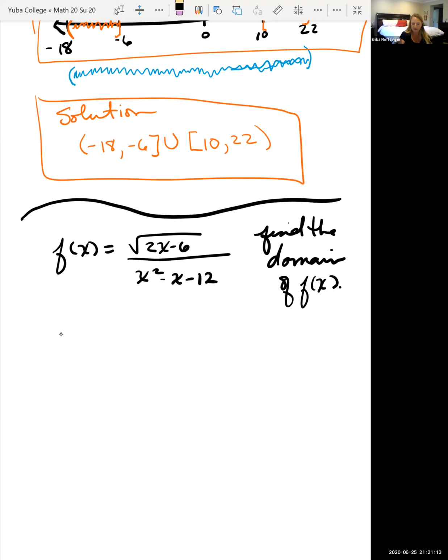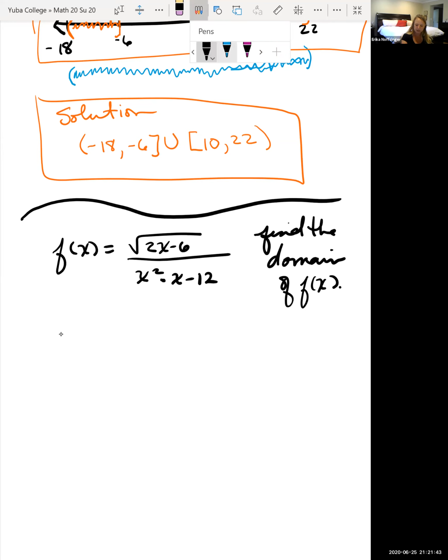Okay, so for domain, remember we look for trouble spots. So domain are all values of x that you can plug into your equation and you would get back a real number. So trouble spots are values that, if you plug it in for x, the function is undefined, meaning it gives you a 0 in the denominator, or it gives you a negative number underneath an even power radical. That's an imaginary number, complex number, and so that would not be part of our domain.